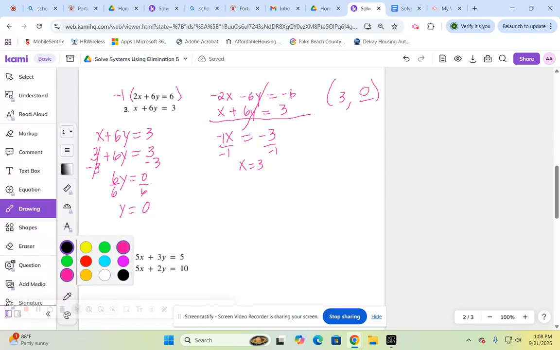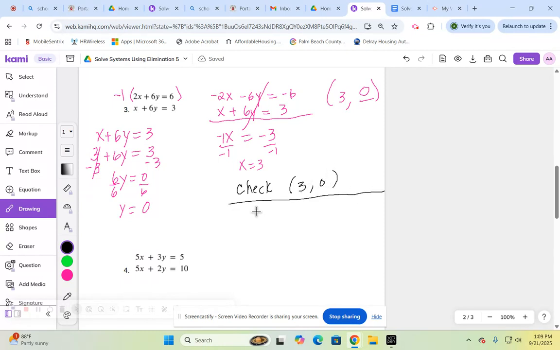The only thing we have to do is check and see if this answer is correct. All right, top equation. I'm going to replace x with 3 plus 6y. That's 6 times 0 because y is 0. Does that equal 6? Well, let's see. That's 6 plus 0 is 6. Correct.